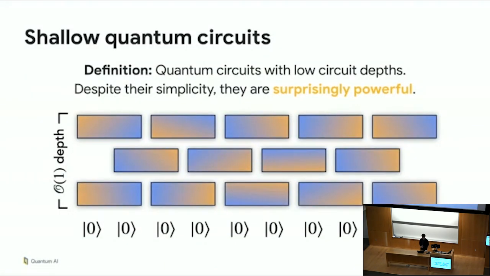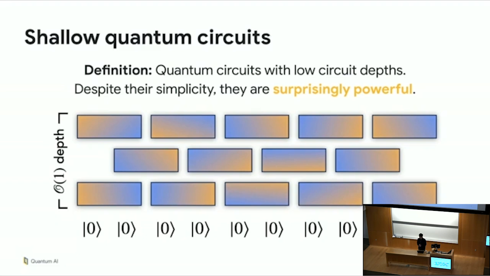For those of you who have not heard of the term, shallow quantum circuits are essentially quantum circuits with low circuit depths. For example, here is an illustration of a one-dimensional quantum circuit of depth 3, so a constant depth. But in general, sometimes people refer to shallow quantum circuits to mean constant depths or maybe log depths or sometimes even polylog depths. Due to their low circuit depths, in a way they're quite simple. However, recent works have really shown that they're surprisingly powerful from a computational standpoint.